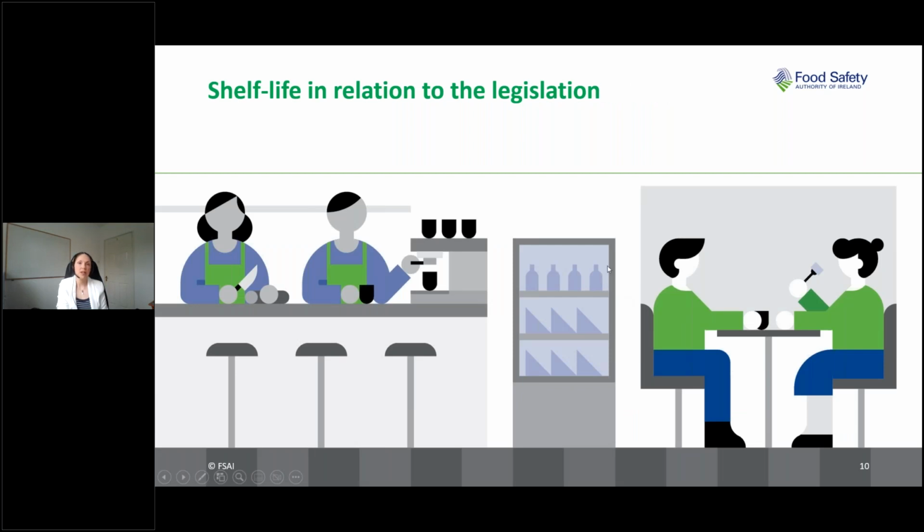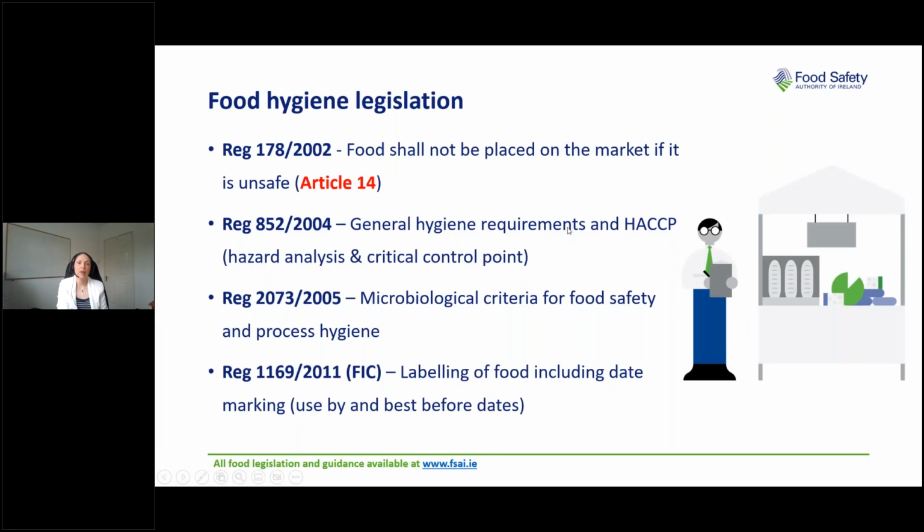Now we're going to move on to a little bit about the shelf life in relation to the legislation. So we have Regulation 178 of 2002, and this is called the General Food Law. In that legislation, under Article 14, it says food shall not be placed on the market if it is unsafe. Unsafe food is food that is injurious to the consumer or considered unfit for human consumption. So as a food business operator, your main responsibility is to ensure that you put safe food on the market.